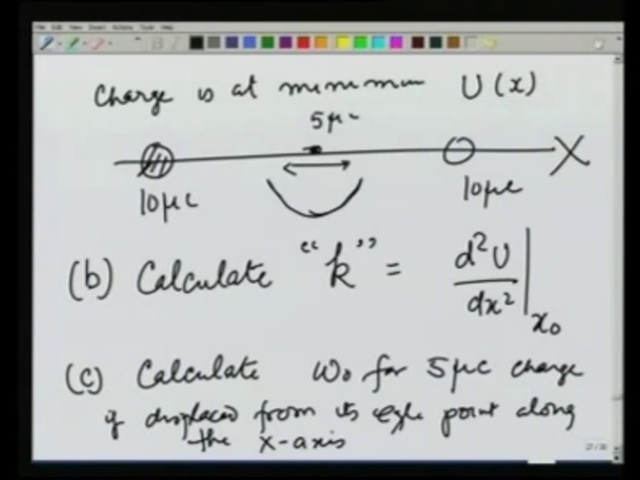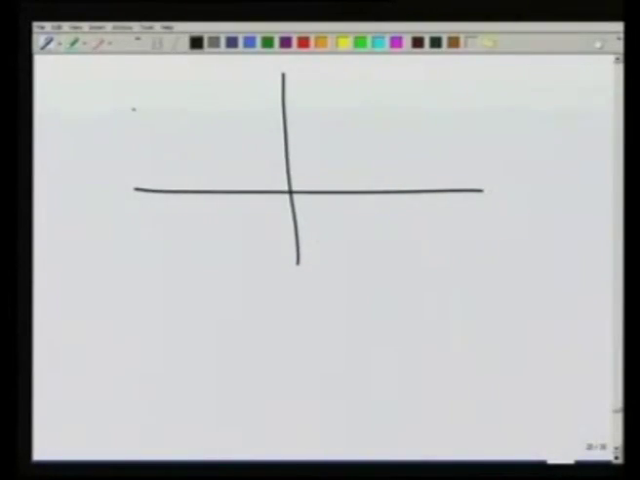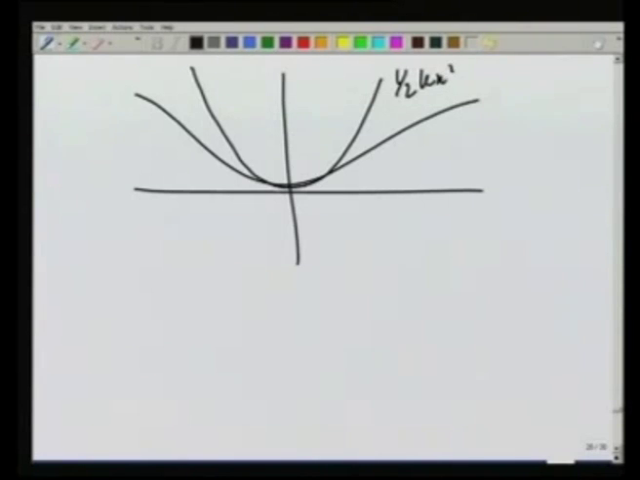What you can also do is calculate this potential exactly. It may look something like this, and see how the approximate potential that you are writing as 1/2 kx square looks in comparison to the real potential. Also, up to what range of x is this approximation good, and up to what range you can describe the motion about the equilibrium point as simple harmonic motion.